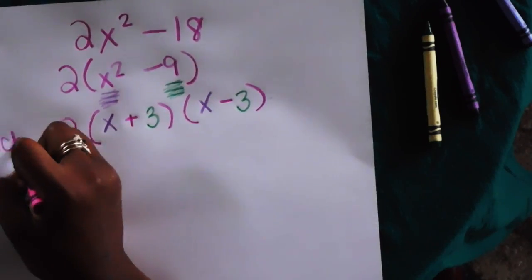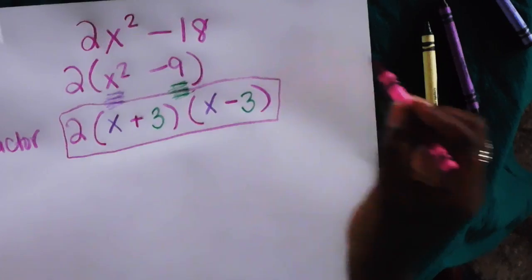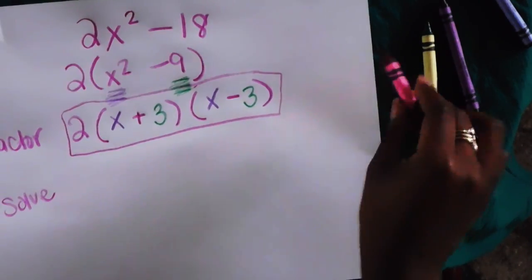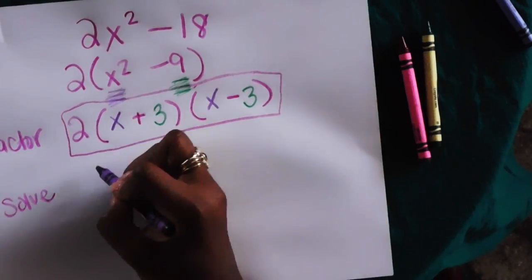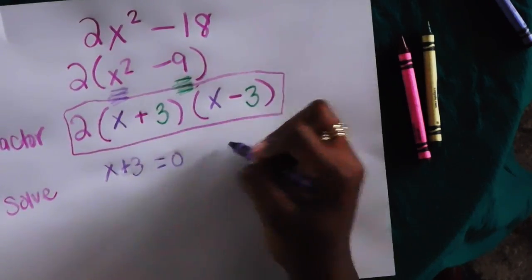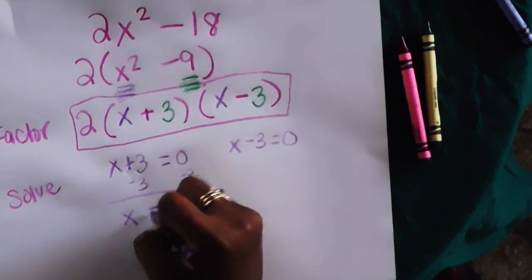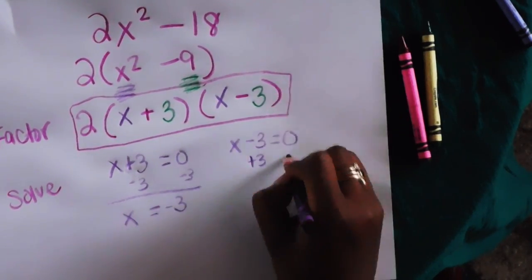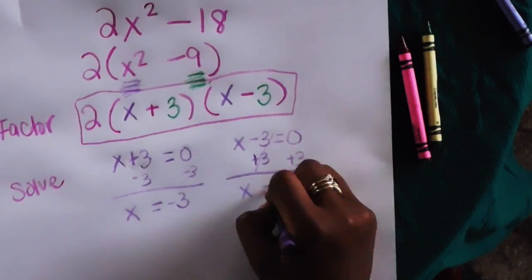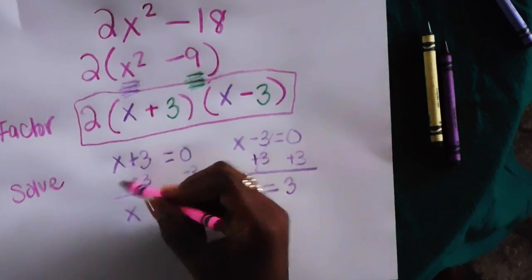That's if I'm factoring, I'm done. Now, if I'm solving, then I take it a step further and I only set the parentheses equal to 0. So x plus 3 equals 0. And then x minus 3 equals 0. I solve those 2 equations, subtract 3 from both sides or add 3 to both sides. And then I get x equals negative 3 and x equals positive 3 as my answers.